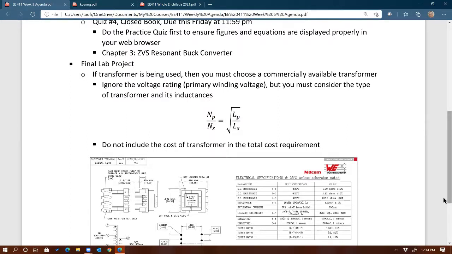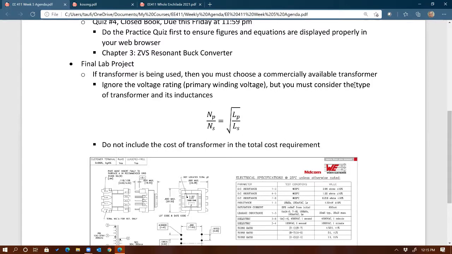So what I've decided is for you to still choose a commercially available transformer, but don't worry about voltage rating. We can ignore the voltage rating, but I think it will be good practice for this project to still consider the inductances. As you can see from this equation, and you also learned it from 212, the transformer's turns ratio is a function of the primary and secondary inductances. So the primary to secondary turns ratio is equal to the square root of the primary inductance of the transformer over the secondary inductance of the transformer.